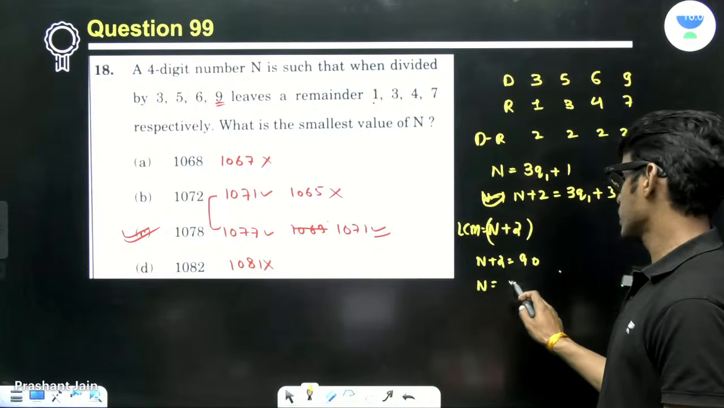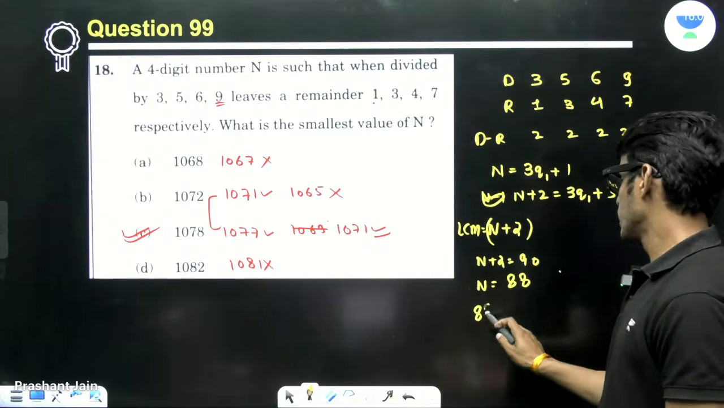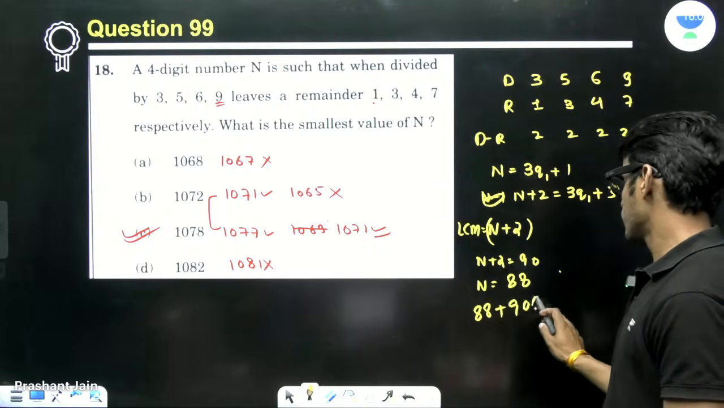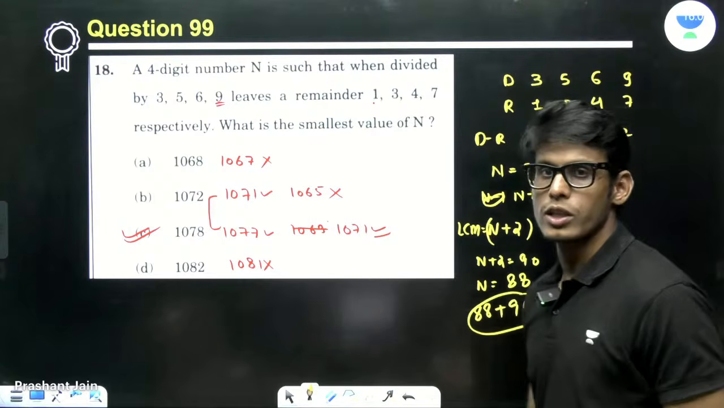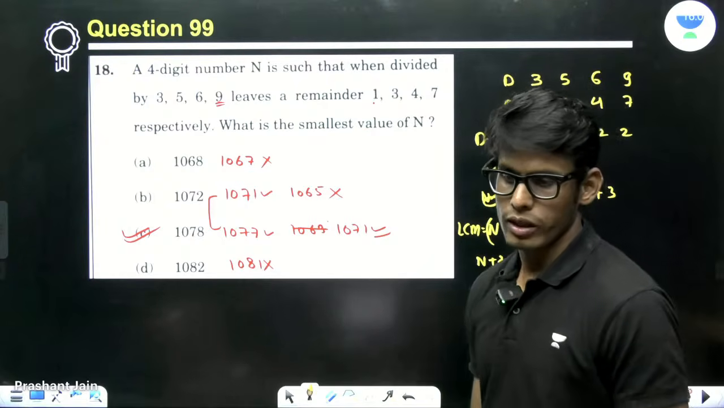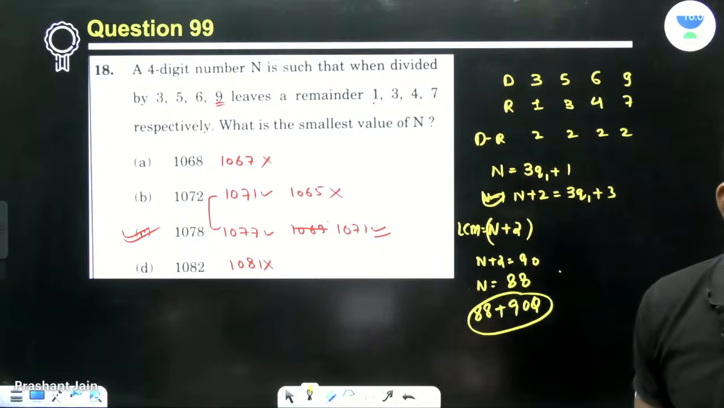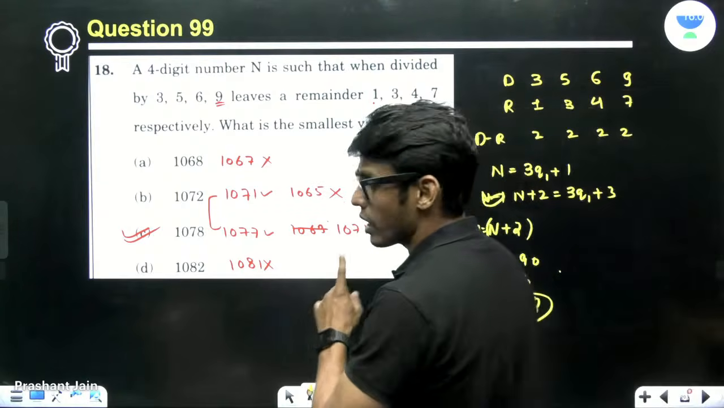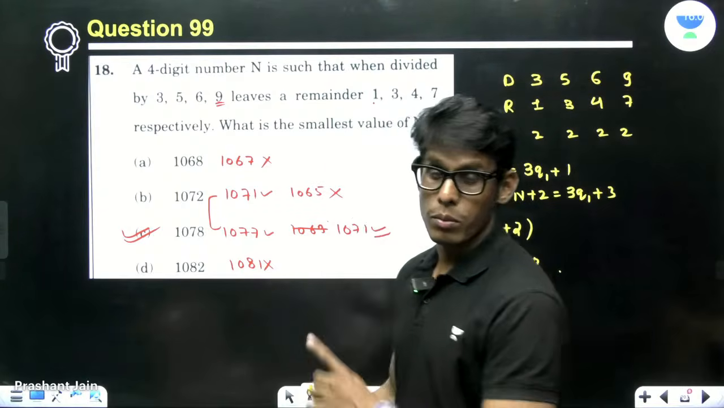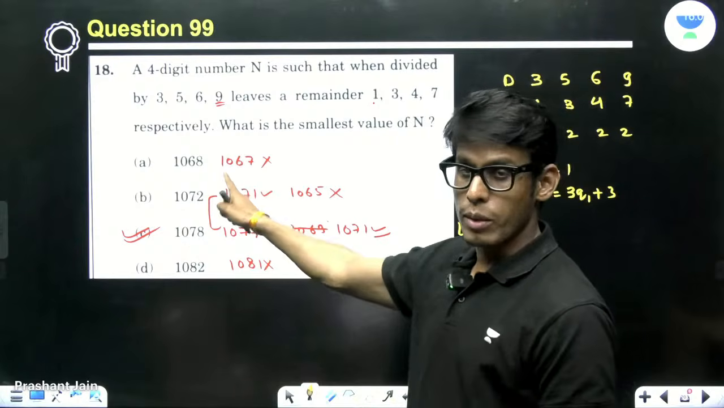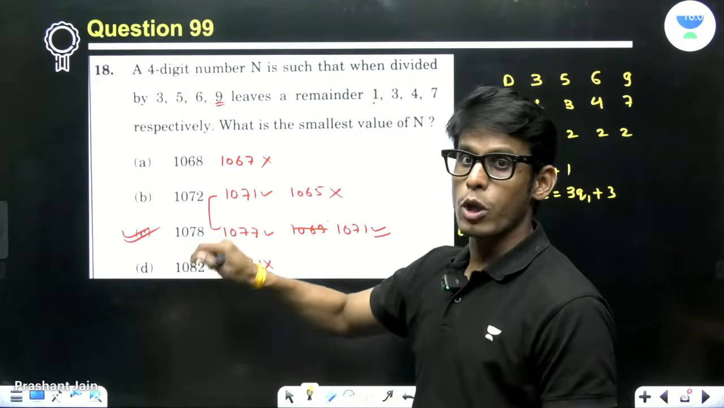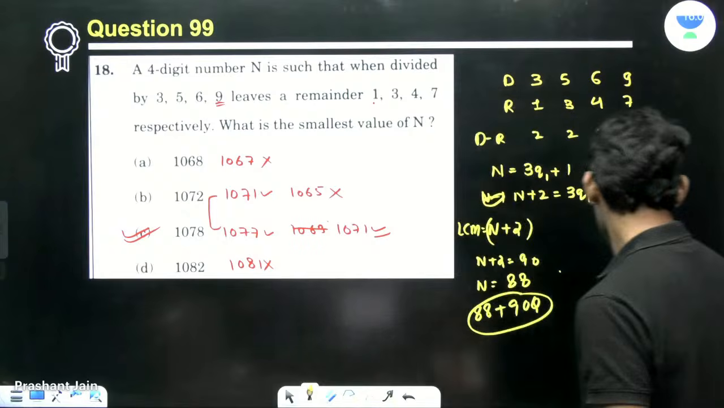N becomes 88. And this is your general term. This is a repeated problem. Last time also we were able to do it with options. This time also we are able to do it with options.